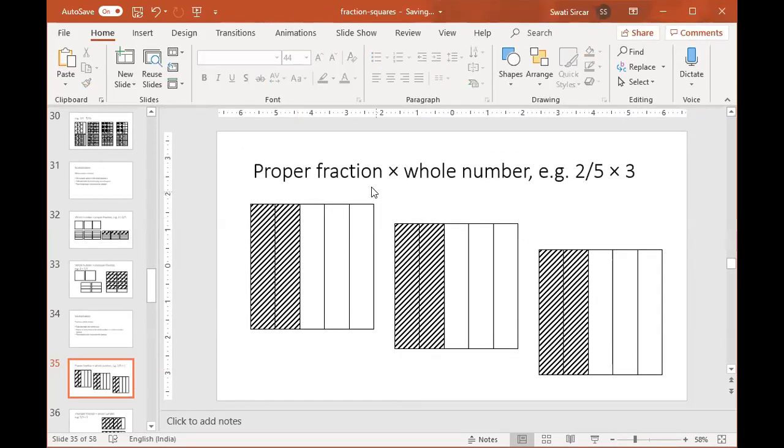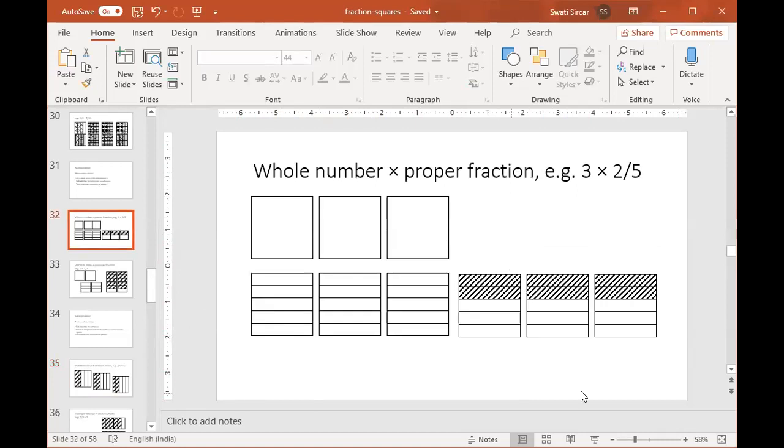On the other hand, if you are doing proper fraction times whole number, then you start with the proper fraction and make as many copies of that. So you start with 2/5 and then get 2 more, so in total you have 3 times 2/5. Note that if you look at this picture and this picture, they're essentially the same, no doubt about that.